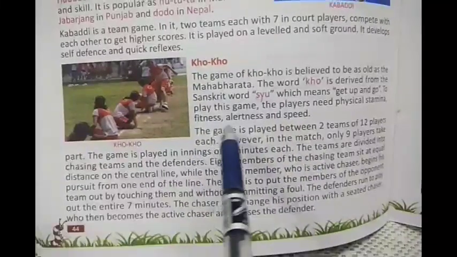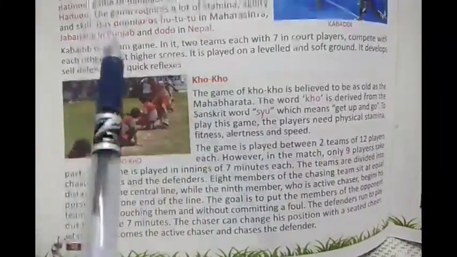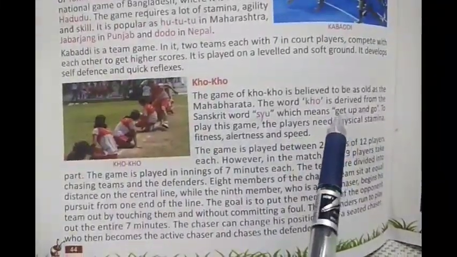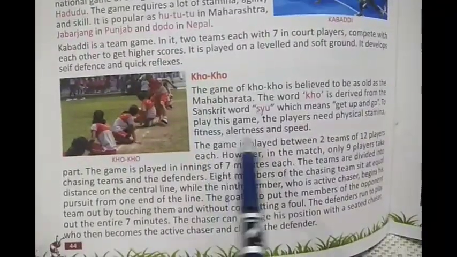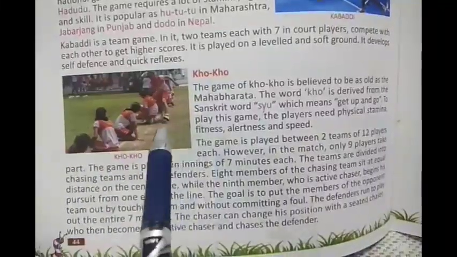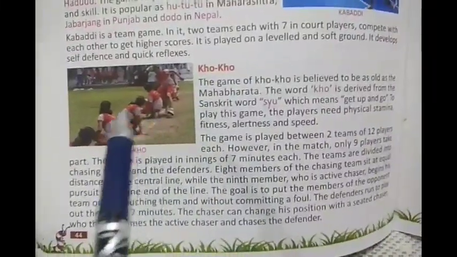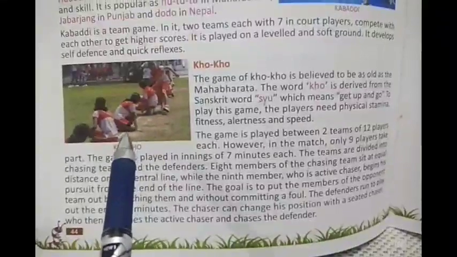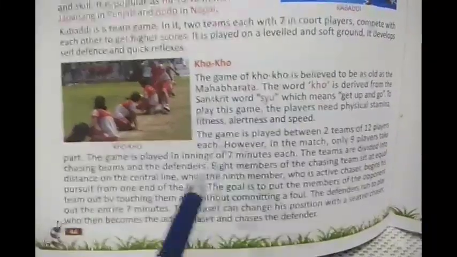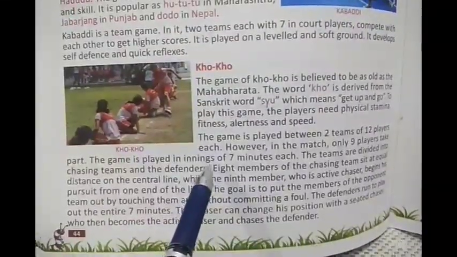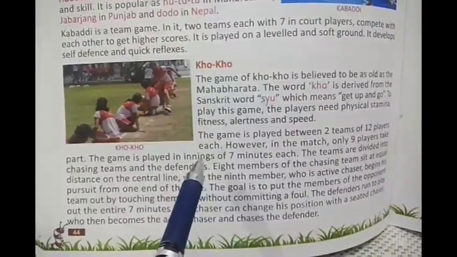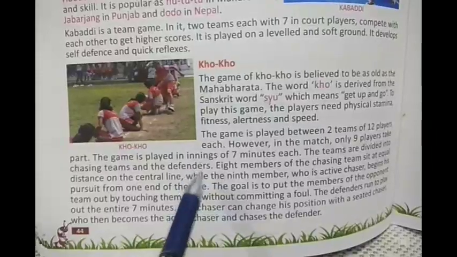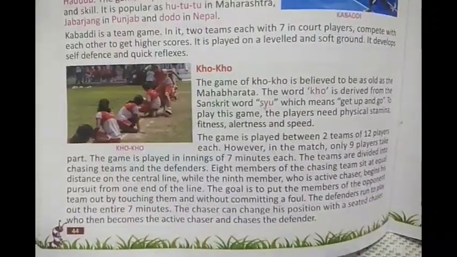And in order to play this game Kho-Kho, similarly, same thing like Kabaddi, you need a lot of strength. Physical stamina is needed, the fitness of the body and alertness, and also speed is needed to play this game, because in this game you have to run around for a couple of minutes, therefore speed is needed. And here you will see how this game is played. Kho-Kho is played even like Kabaddi. Kho-Kho also is played in our school, so you might be knowing about the rules and regulations of playing this game.